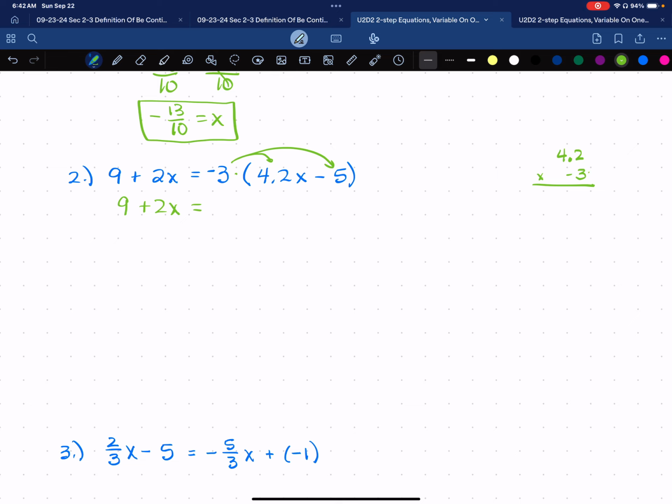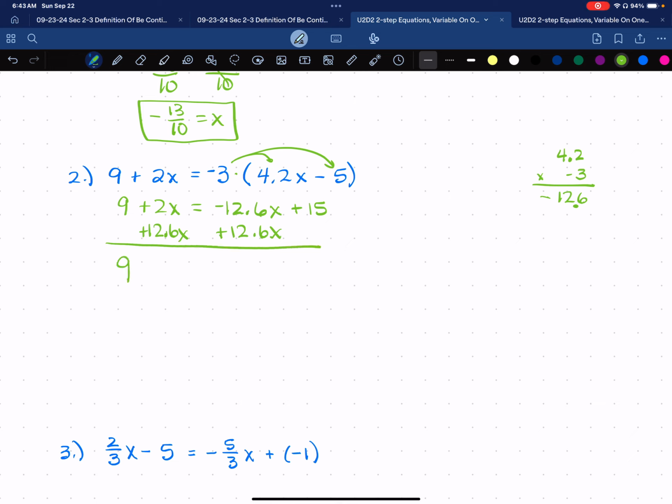So to do this, just multiply like normal. 3 times, ignore the decimal. 3 times 2 is 6, nothing to carry. 3 times 4 is 12. Then we have 1 digit after the decimal in the problem. So we're going to have 1 digit after the decimal in our answer, and a positive times a negative is negative. So that is negative 12.6. But we still have the x. And then negative 3 times negative 5 is positive 15. All right. Now we're going to cancel out that 12.6x by adding it to both sides.